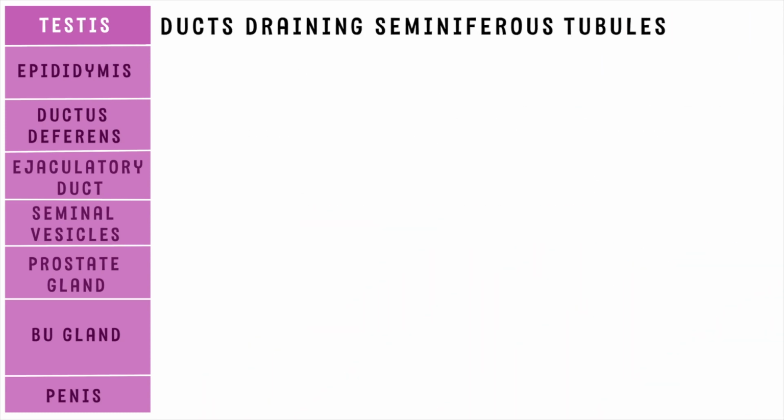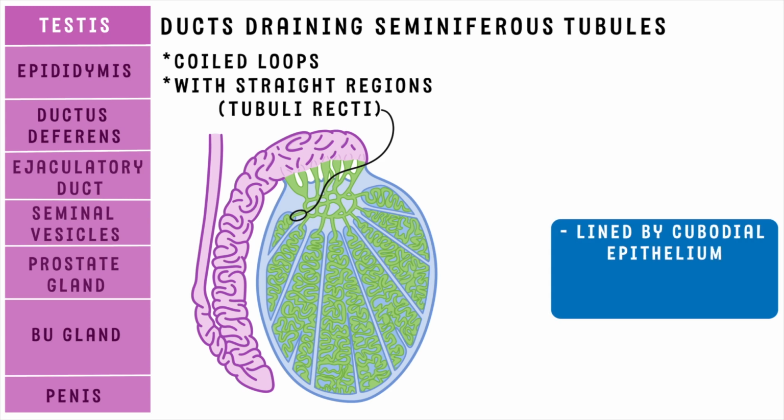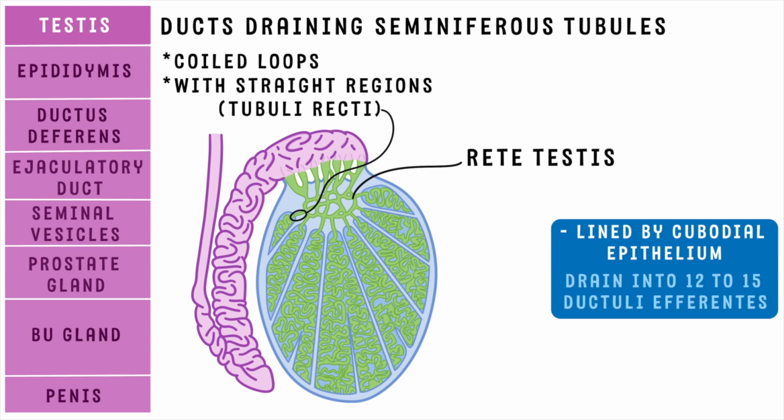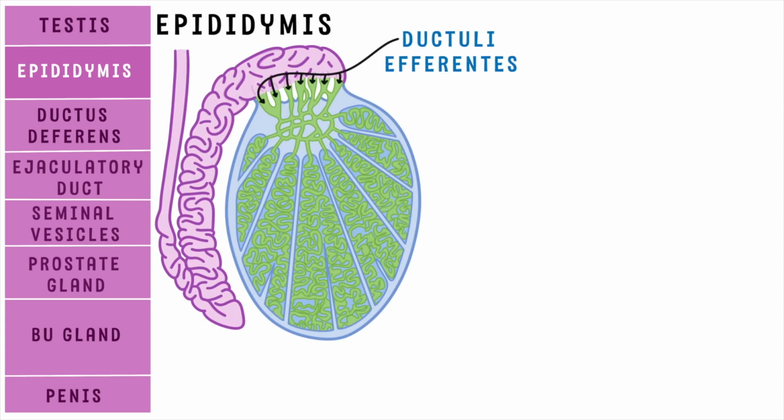Most seminiferous tubules are coiled loops which have a straight region, the tubuli recti, at each end, through which fluid and spermatozoa leave. The tubuli recti drain into the meshwork of spaces lined by a cuboidal epithelium known as the rete testis. The rete is embedded in the septa of connective tissue which extend into each testis from the tunica albuginea. The contents of the rete testis are drained into 12 to 15 ductuli efferentes, which in turn drain into a single duct in the epididymis. Each epididymis is formed by the ductuli efferentes and the ductus epididymis.